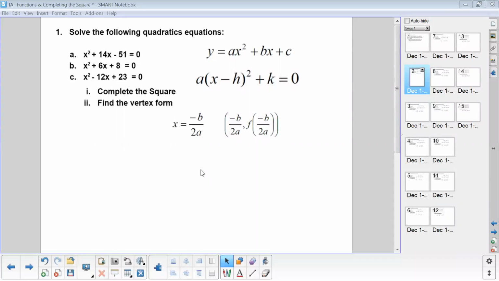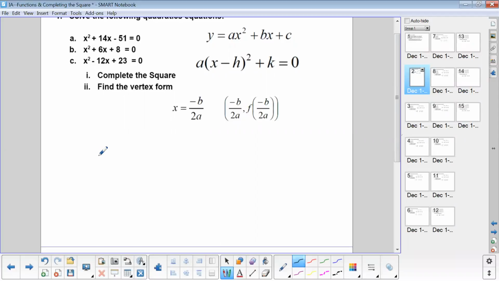These next few problems that we'll look at are strictly practice on completing the square when we have an a value of 1, which all of these three examples have. And then we'll look at some examples when the a value is not 1. So look at the first one, and we've got x squared plus 14x minus 51.